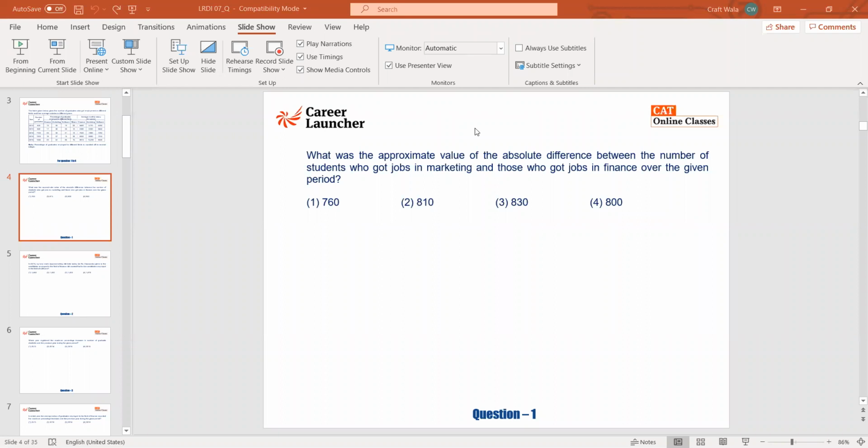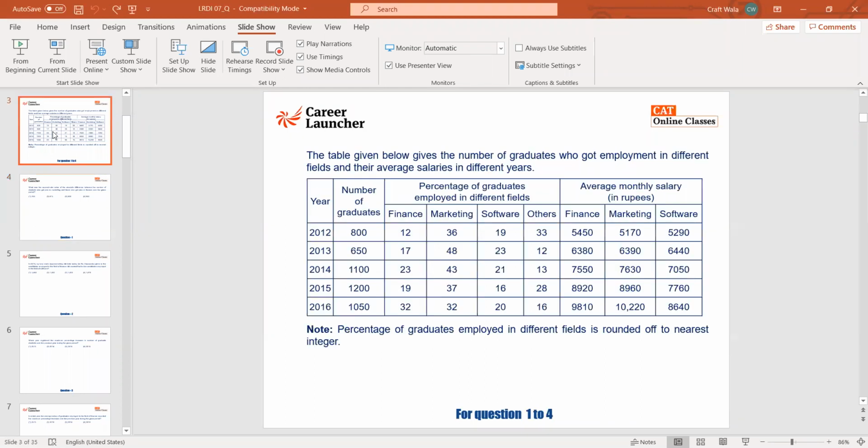Okay, what about first one? What do you get for the first one? What was the approximate value of the absolute difference between number of students who got job in marketing and those who got job in finance over the period? So let's see, finance and marketing, here the gap is 24%, right? So 24% of 800 will come down to 192.